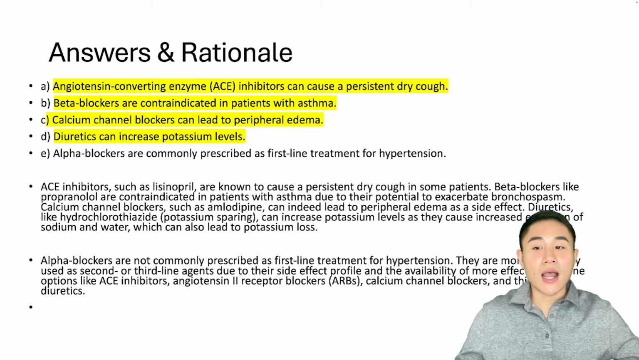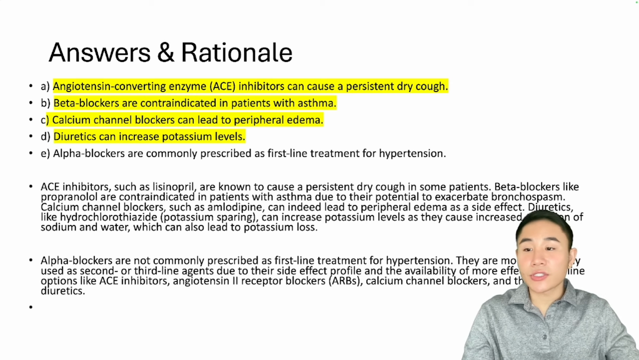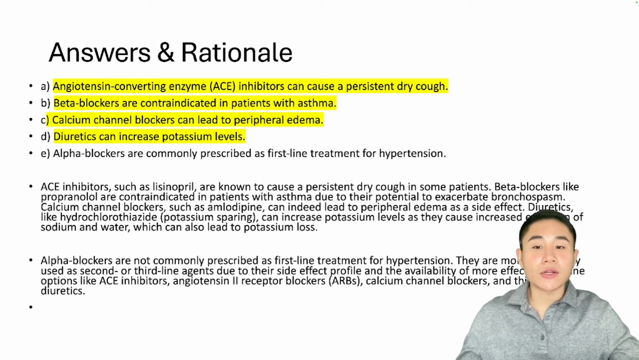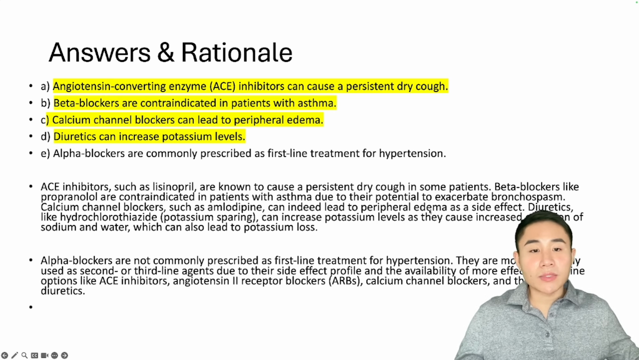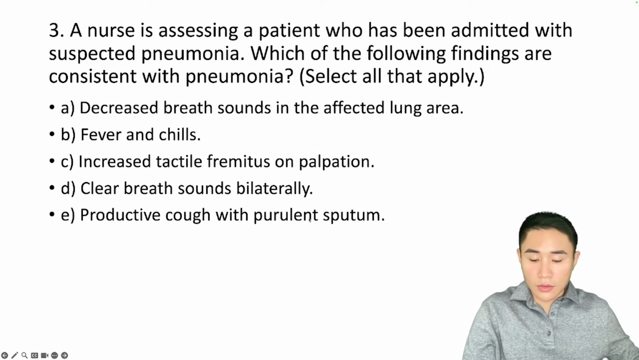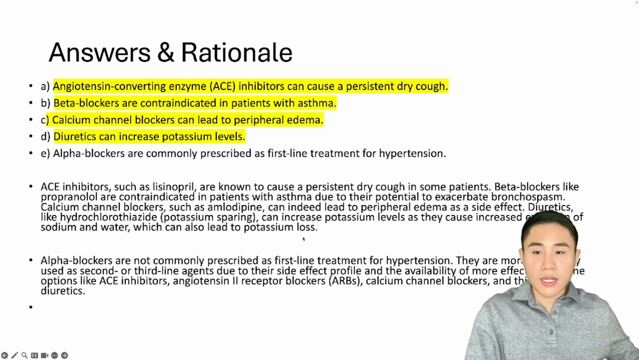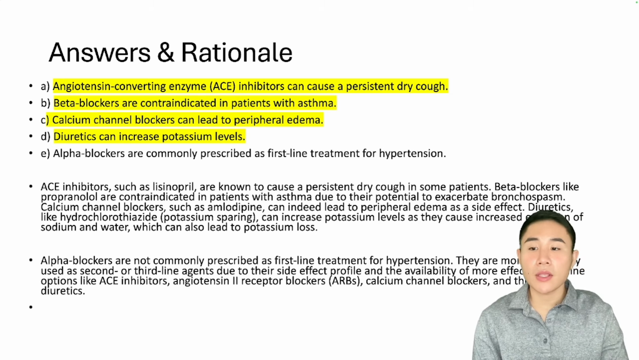Diuretics like hydrochlorothiazide, potassium-sparing, can increase potassium level as they cause increased excretion of sodium and water, which can also lead to potassium loss. Cross that part out. Yeah, they usually don't. They usually spare the potassium.